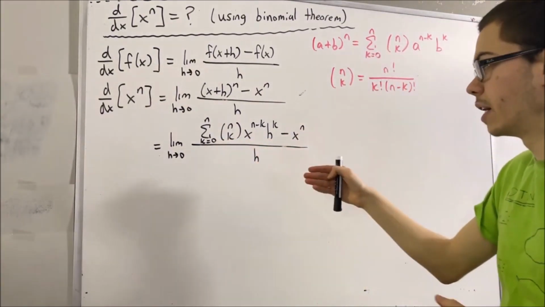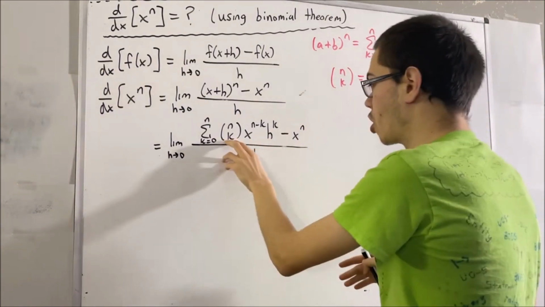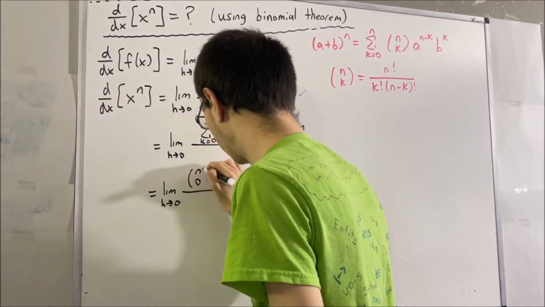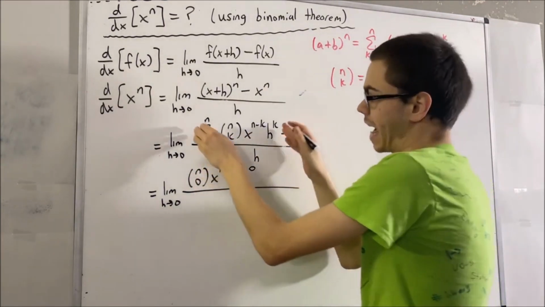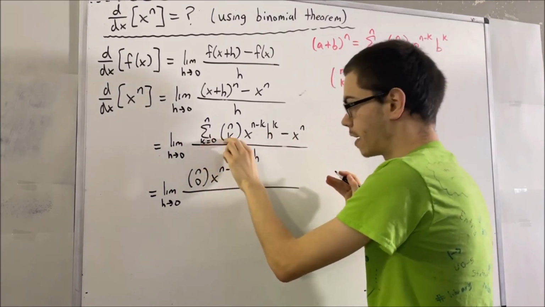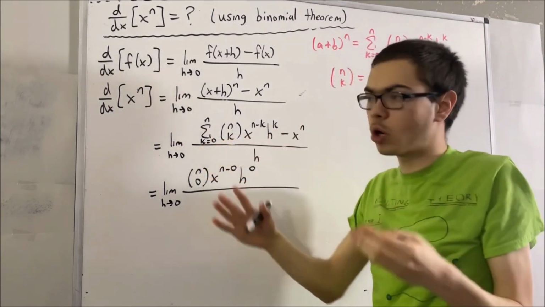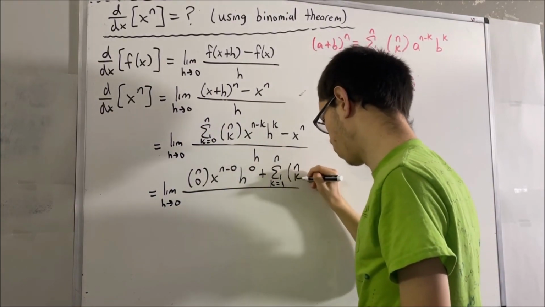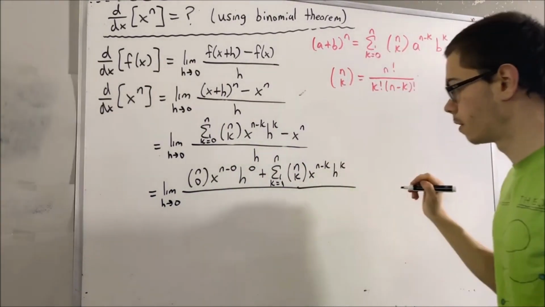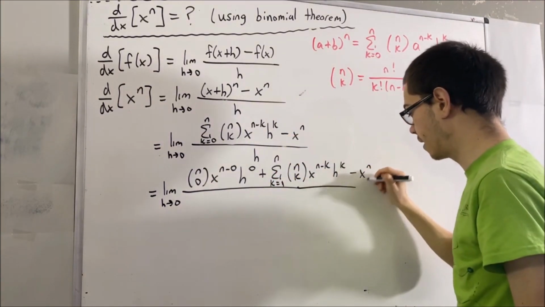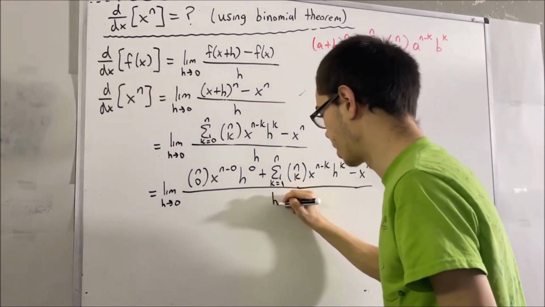And to see why, let me expose the term when k equals 0. And then we'd be adding on everything else, right? We would be adding on what happens when k equals 1, then what happens when k equals 2, and so on all the way up to k equals n. Right, so just like that. And then, of course, we're still subtracting the x to the n, and we're still dividing by h.